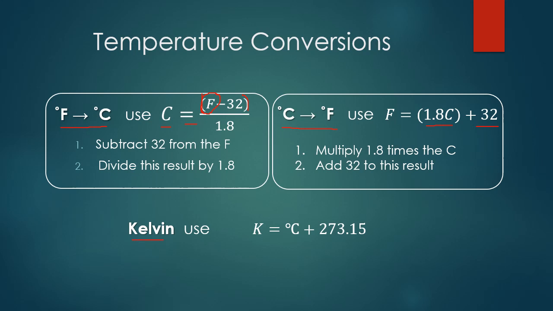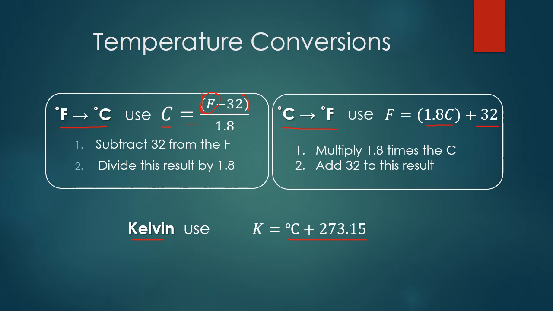Now to get to Kelvin, we only have one equation. And that is taking whatever degrees Celsius you have and adding 273 to it. Now some books say 273.15, others just round it to 273, a whole number. Either one you use is going to be fine. Just pick the closest answer in multiple choice.